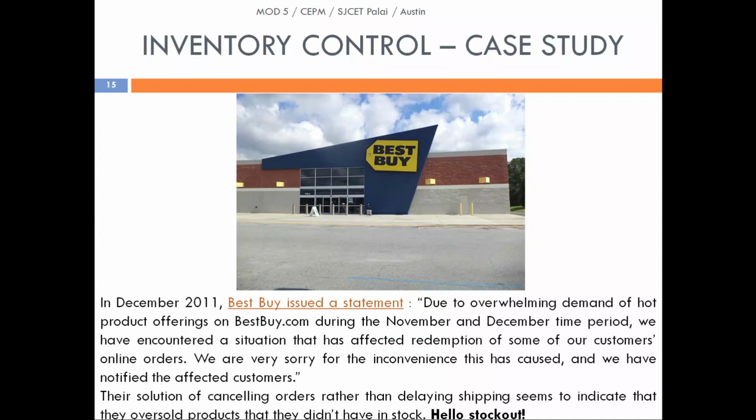Now we will see a case study on inventory control, and this case study reveals that if the inventory control measures are not being done properly in a production unit or an organization, this can lead to a large number of issues or problems. Best Buy is one of the largest MNCs in the UK, Canada and Mexico, which mainly deals with electronic goods. And in December 2011, they faced a major issue.